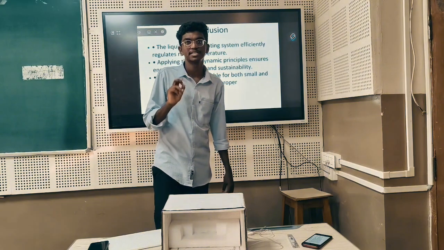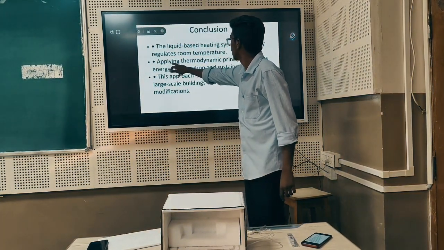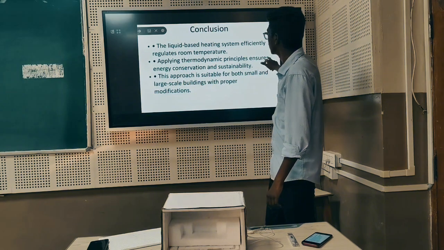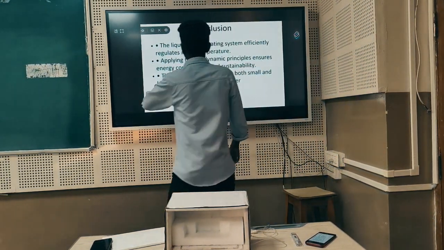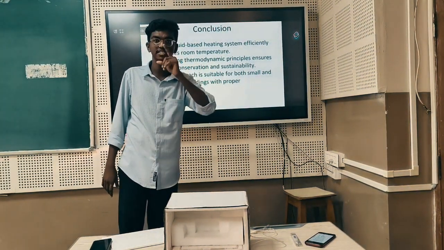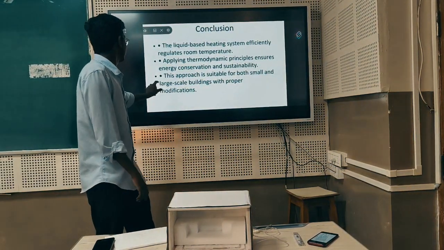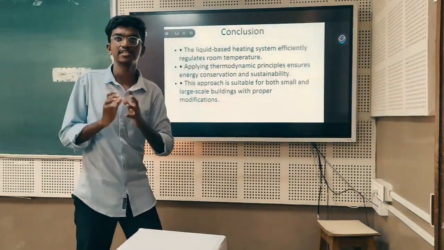The conclusions of the eco-friendly heating system: first, the liquid based heating system effectively regulates the room temperature. Second, applying thermodynamics principles ensures energy conservation and sustainability. Third, this approach is suitable for both large and small scale buildings with proper modification. Thank you.